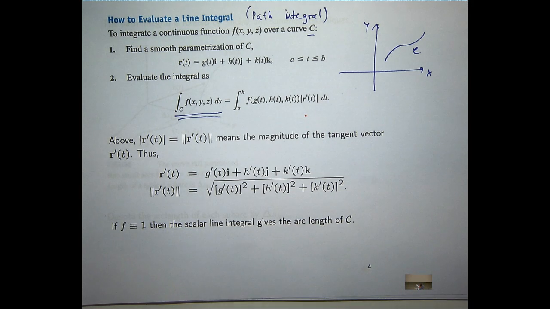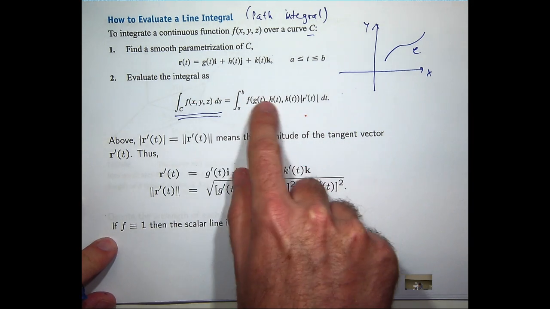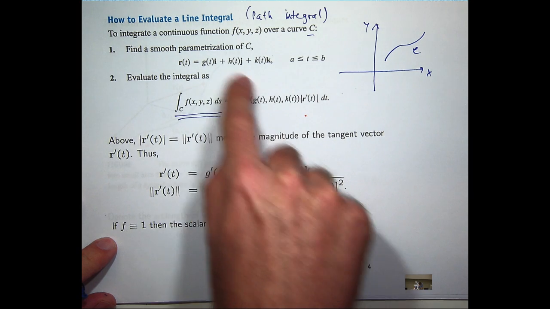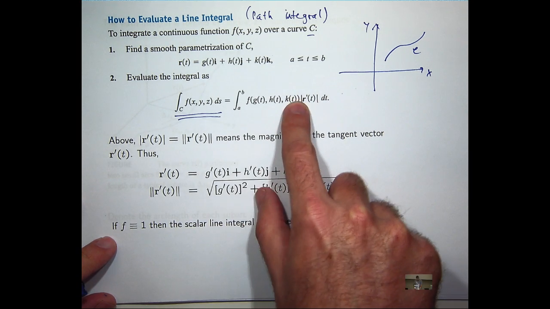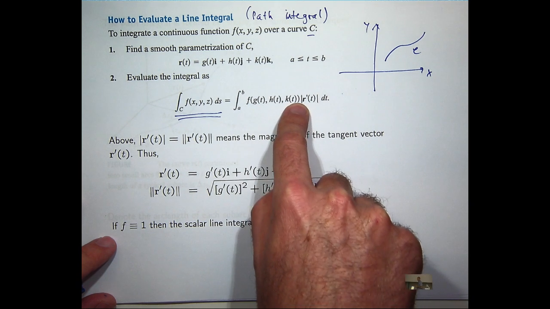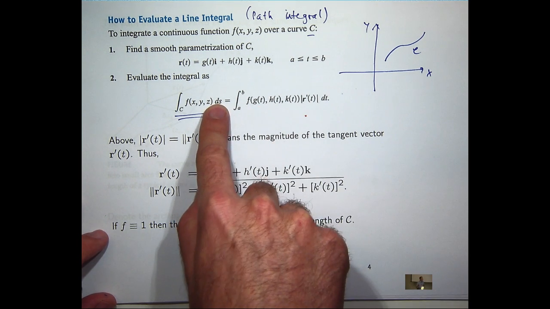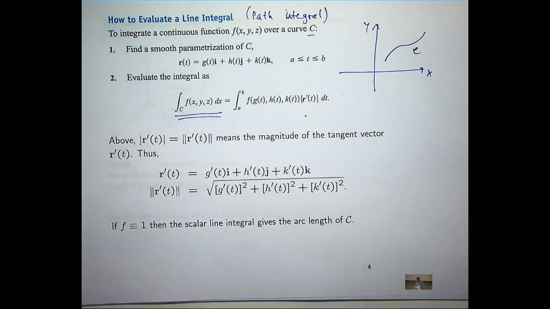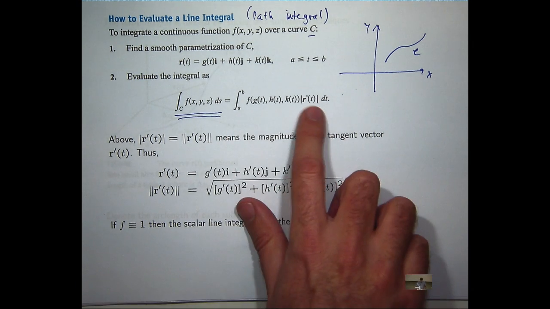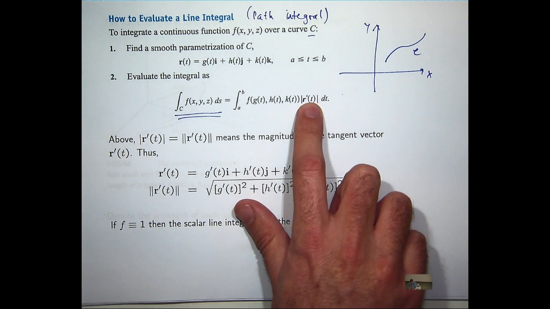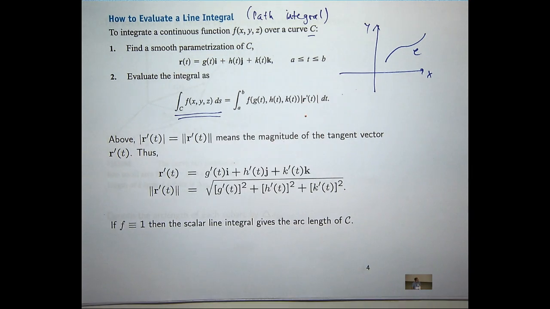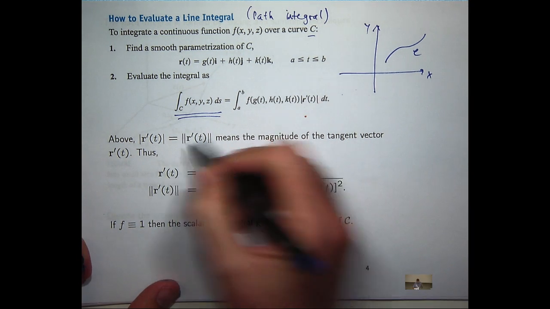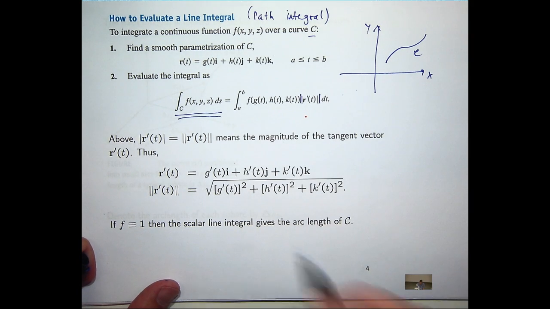You make a little bit of a substitution by replacing x with g of t, y with h of t, and z with k of t into your f, so it's all a function of t now. And you replace this ds, the so-called arc length element, with the magnitude of the derivative of your parameterization function r, the magnitude times dt. Usually when I speak about magnitudes I put these double lines in, so you might want to put that in there if you want.